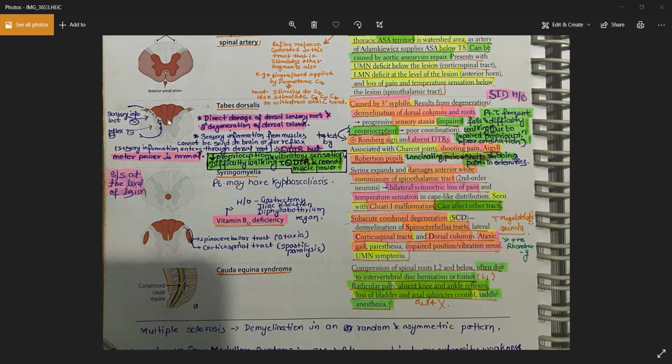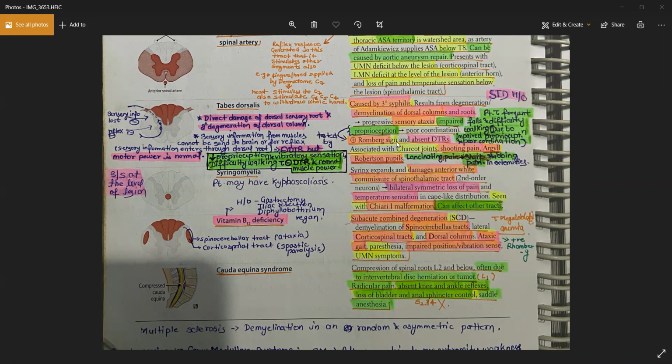If they cannot sense the environment, if they cannot sense their position, then you cannot maintain the posture, right? If you cannot maintain the posture, you will get the ataxia. And that's exactly what happens in the Romberg sign. You will ask the patient to close the eyes and then stand. If they stand properly, then it is a negative Romberg sign.